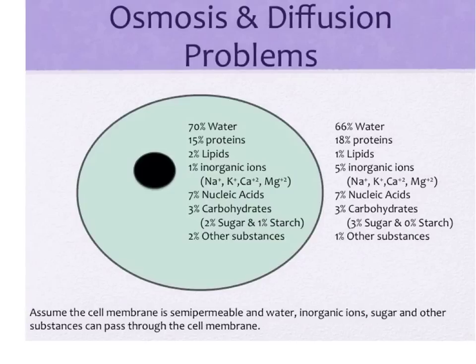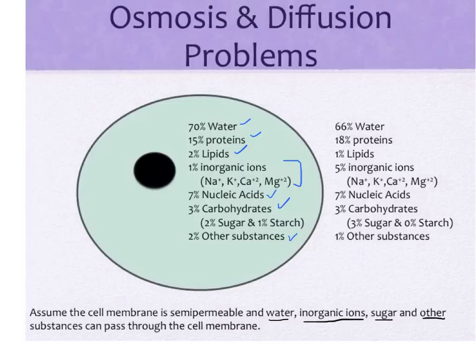You can see the materials that typically make up a cell. There's water, proteins, lipids, inorganic ions, sodium, potassium, calcium, magnesium, etc., nucleic acids, carbohydrates, which include sugars and starches, and just some other substances in there as well. Now what will typically happen is we've got to figure out which materials are able to permeate through the membrane. And in this case it's water, inorganic ions, sugar, and the other substances.